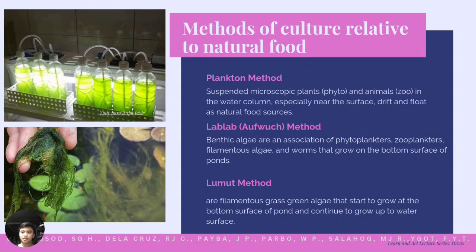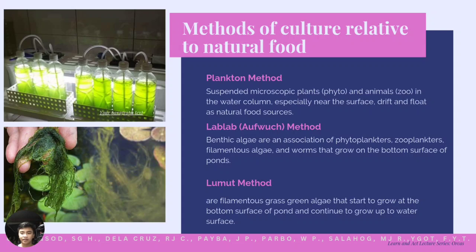These slides show the methods of culture relative to natural food. We have here the plankton method, the lab method, and the lumot method. In the plankton method, fish are reared with plankton as the principal food. Planktons are suspended microscopic plants and animals growing within the water column, most especially in the upper or surface layer. These natural foods passively drift with or float in the water.